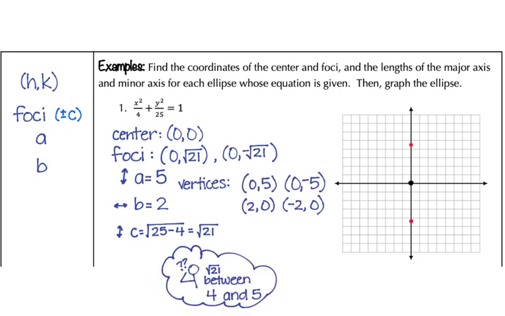So I have all of my points that I'm going to put there, my center. I go up a little bit, more than 4 but less than 5, for my foci. I go down a little bit more than 4 but less than 5. I go to my major vertices, up 5, down 5. I go to my minor vertices, over 2 to the right, 2 to the left, and then I make my ellipse.